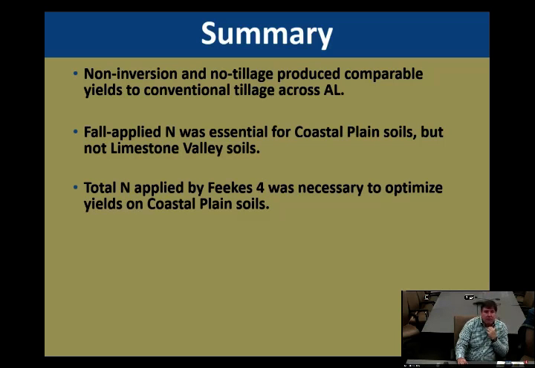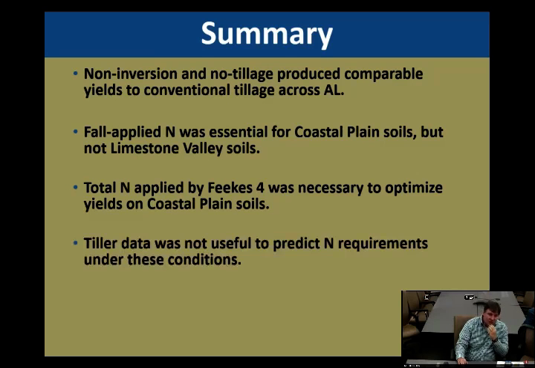Total N applied by Feekes 4 was necessary to optimize yields on the coastal plain. And the tiller data was not successful to predict N requirements under these conditions. Now, one of the things I want to touch on: we talked about North Carolina, and they've had some success with this. They're at a little bit different latitude than us.